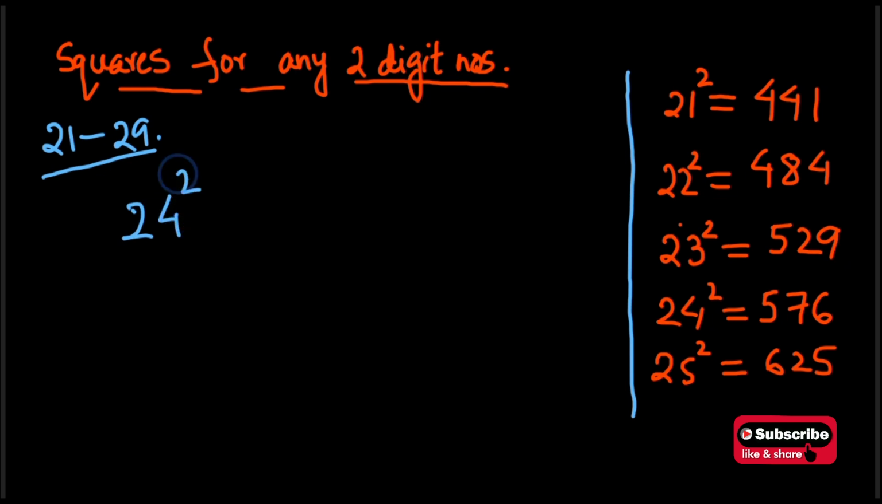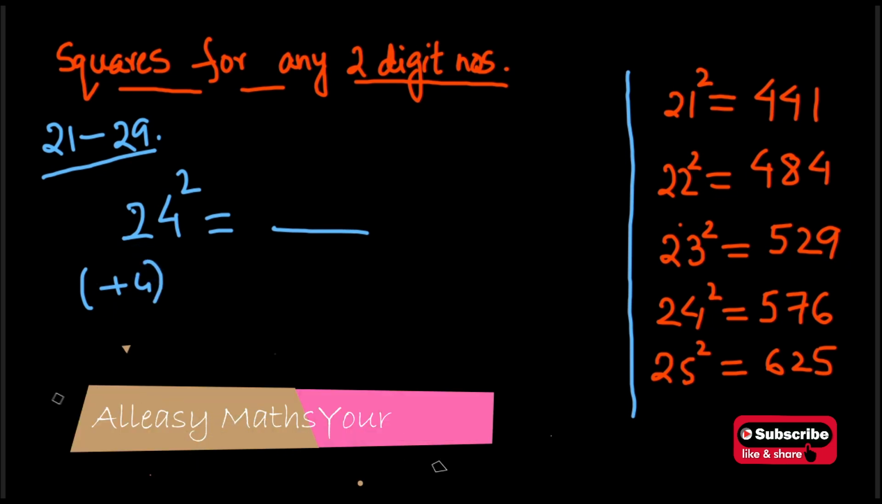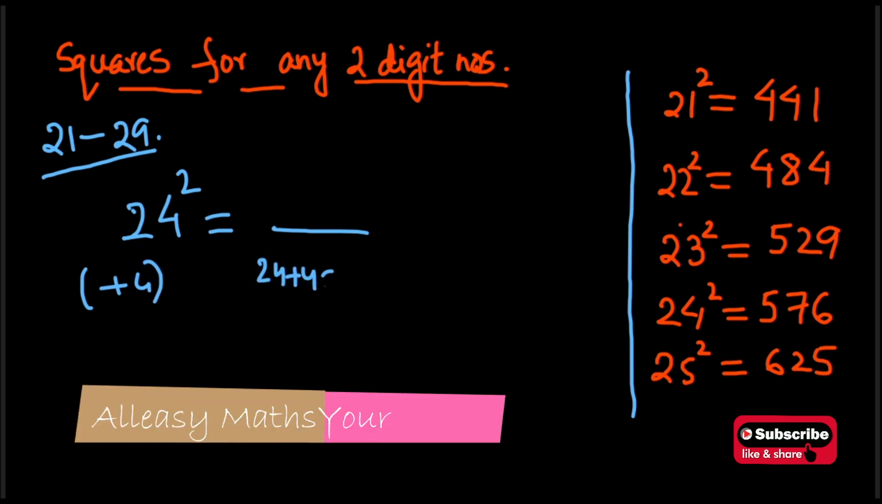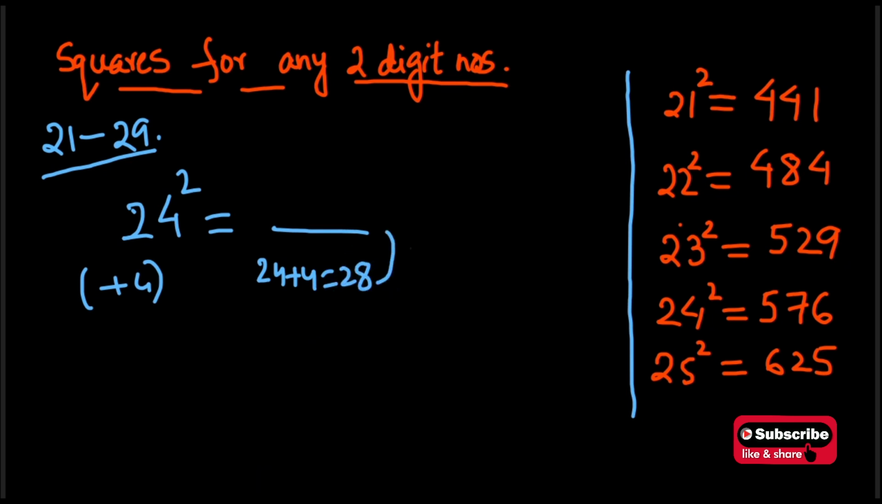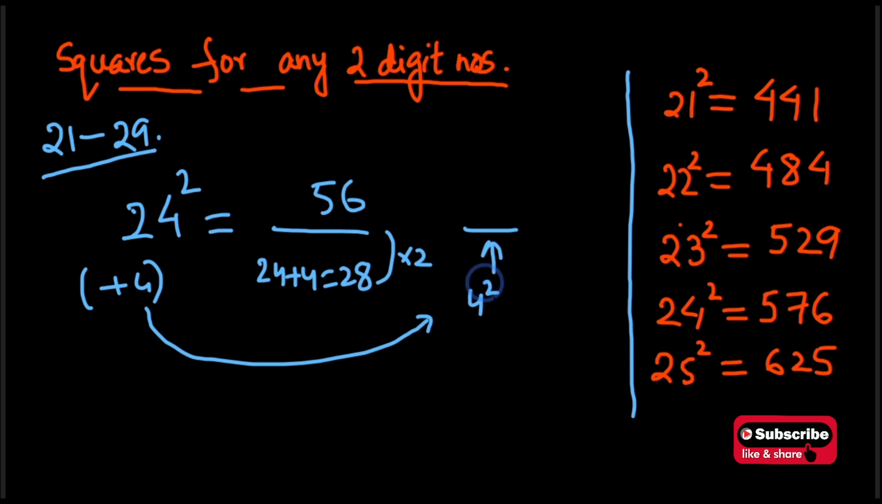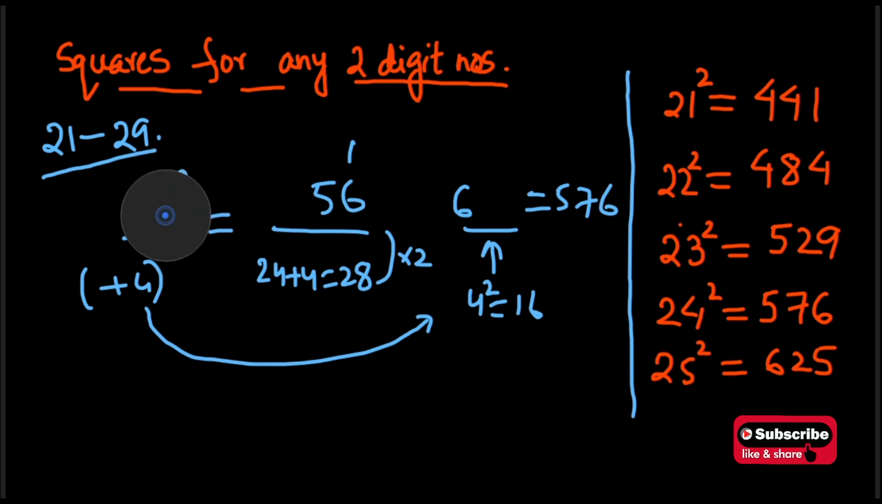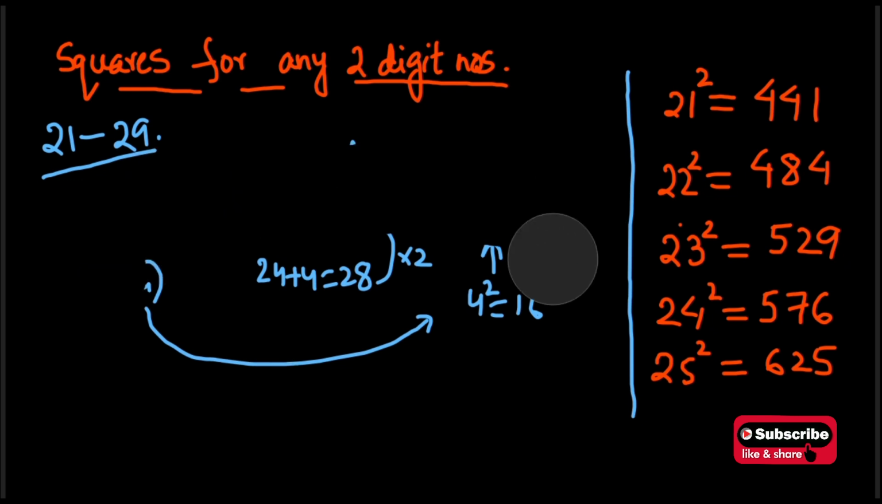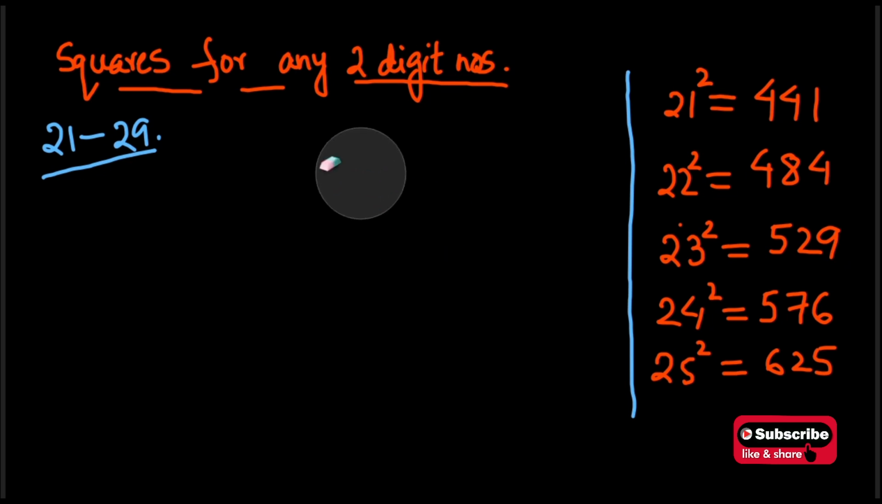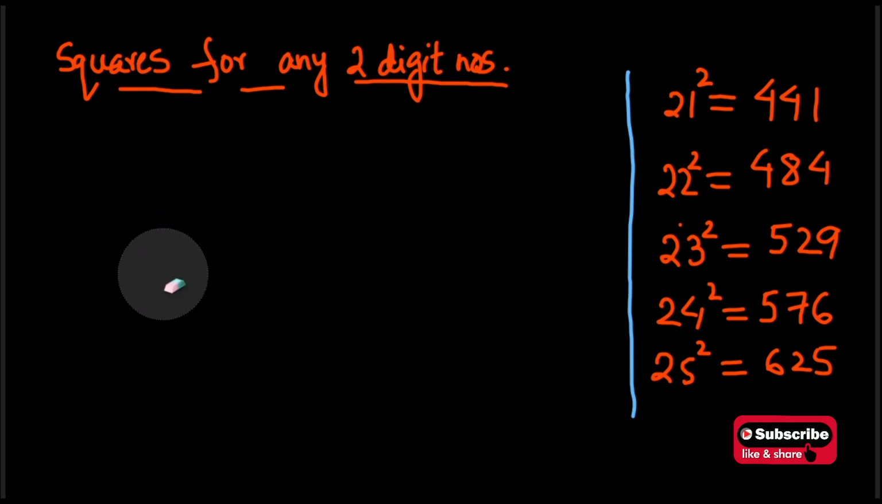Now let's say we need to calculate 24 square. 24, how much from 20, right? So it will be 24 plus 4, 28. Now it has to be multiplied by 2, so 56, and then the last will be this 4 square, and that will be 16. But I have said it will be a three-digit number. We have to write 1 above and 6 below, and 56 plus 1 will be 57. So the answer is 576.